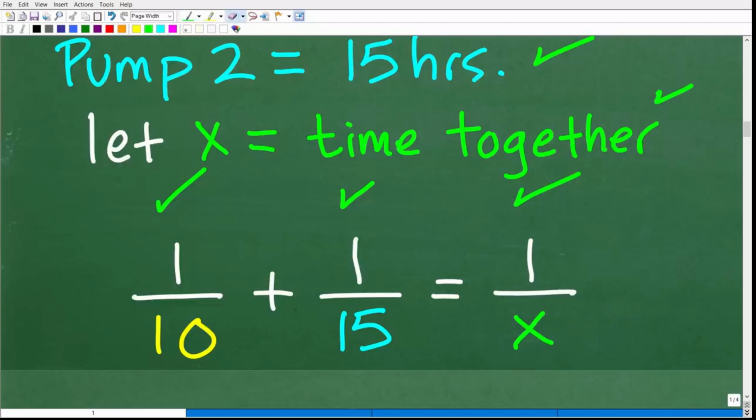But if you can remember this basic work formula, you can definitely use it directly on all different sorts of algebra work prompts. So now it really comes down to your ability to solve this type of equation right here. So 1 over 10 plus 1 over 15 is equal to 1 over x.